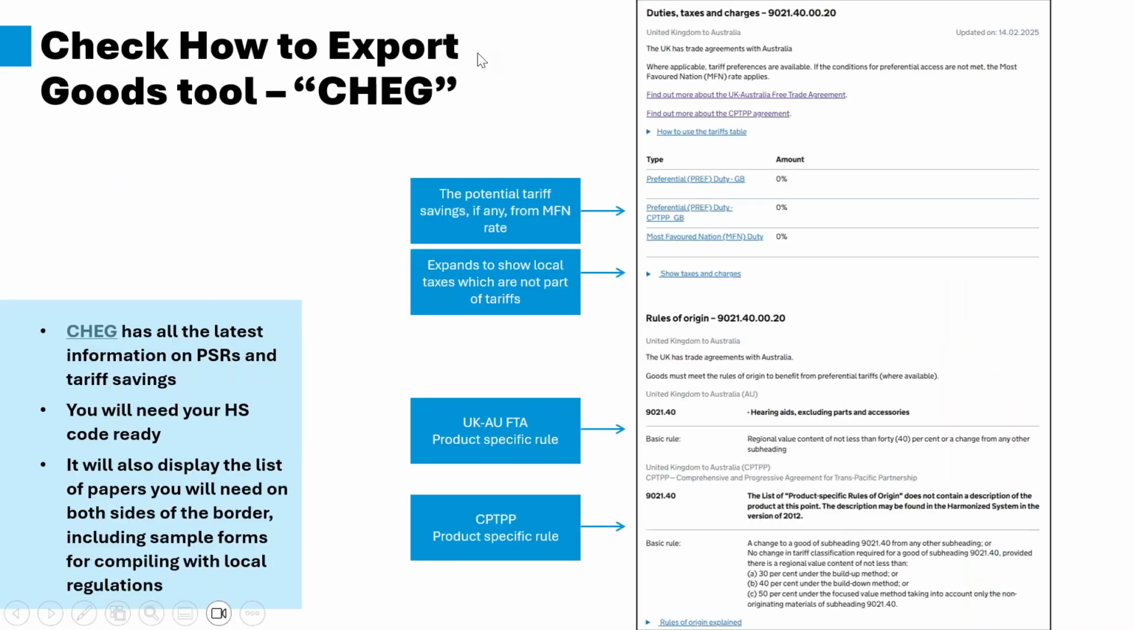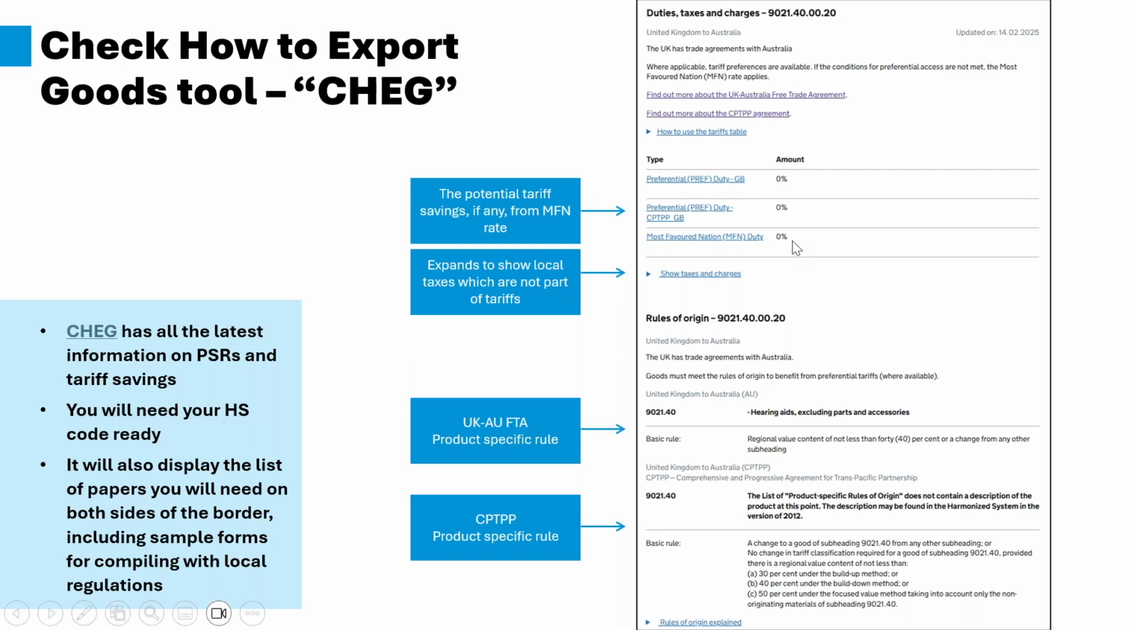Now, there's a very powerful tool online offered by the government website gov.uk, called the Check How to Export Goods tool, commonly known as the Check tool. It's a very, very useful tool. As long as you have your HS code for your good, you can identify what the product specific rules are going to be on that product. I have a very quick screenshot of an example on the right hand side. I think in this case it is for hearing aids, code 902140. As you can see, it's set so that it's being exported to Australia.